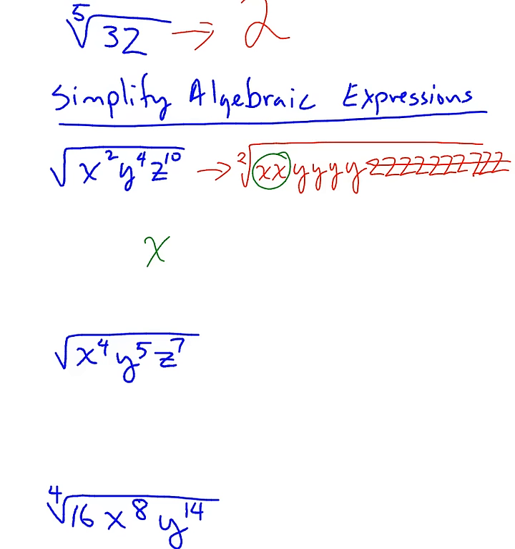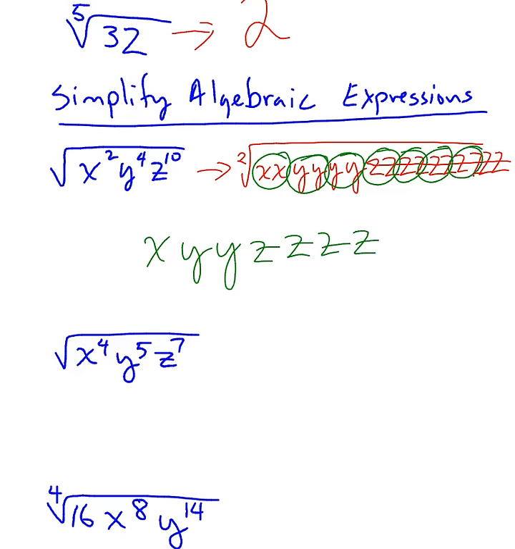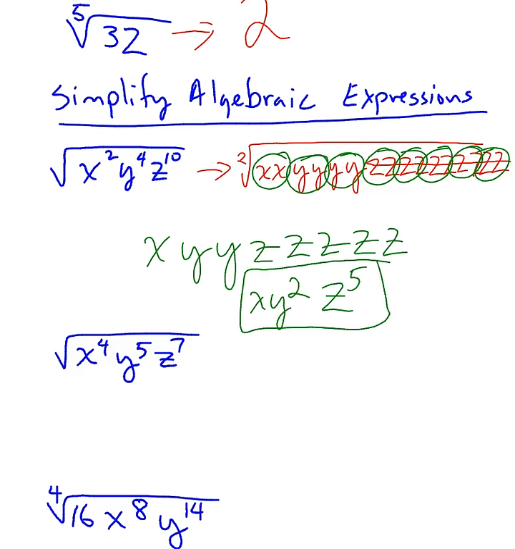For the y's, I've got 4 y's. Well, how many pairs of y's? Oh, that's a pair of y's, so that y would come out. That's another pair of y's, that would come out, right? For the z's, a pair of z's come out, another pair of z's come out, another pair, another pair, and another pair of z's come out. So in total, I have 1 x that came out of the radical, y squared came out of the radical, and z to the 5th comes out of the radical. All right?